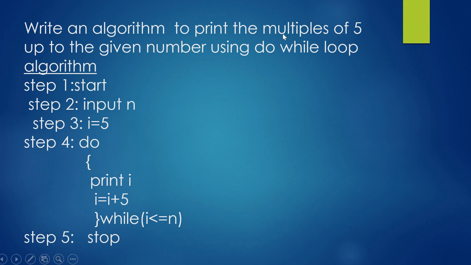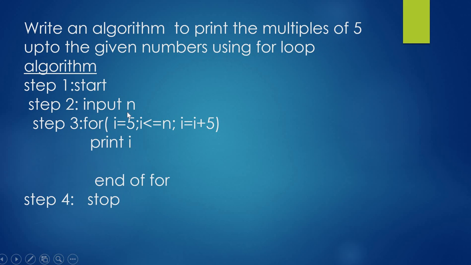The same problem, that is multiples of 5, using do while loop. See, I is equal to 5 in do while loop. See, the condition is checking at the end of the loop. In while loop, condition is checking at the beginning. Do while loop, condition is checking at the end. Then using the for loop. What is the difference between for loop and while loop? We can write initialization, condition, increment or decrement in one statement.